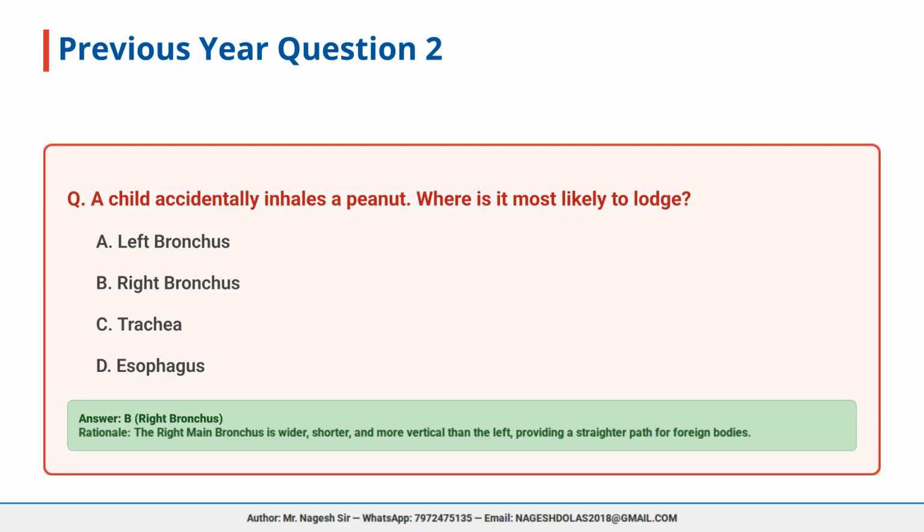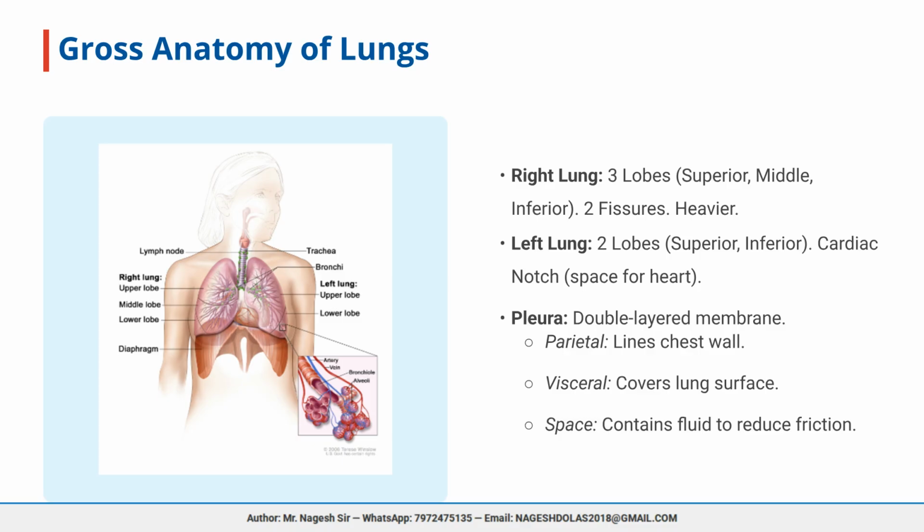Previous year, question 2. A child accidentally inhales a peanut. Where is it most likely to lodge? The answer is B, the right bronchus, due to its wider, shorter, and more vertical structure, providing a straighter path for foreign bodies. The right lung has 3 lobes and is heavier, while the left lung has 2 lobes and the cardiac notch. The lungs are encased by the double-layered pleura. The parietal layer lines the chest wall, and the visceral layer covers the lung surface, with fluid in the space in between to reduce friction.